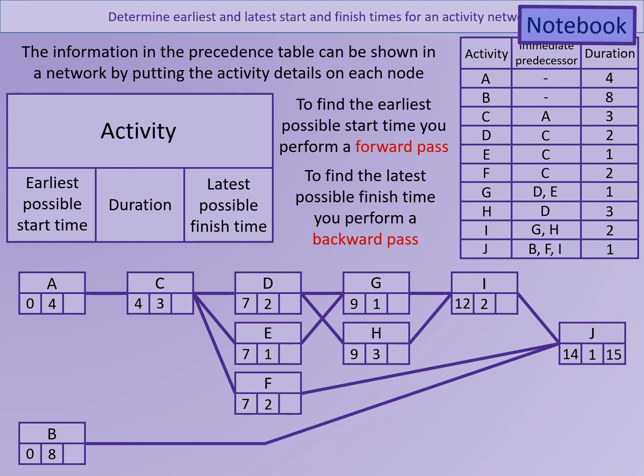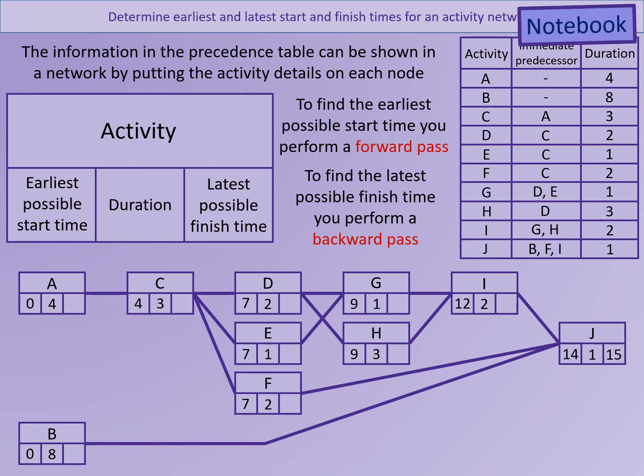Sometimes you will see an activity called end, which shows the end of the full project. End would have a duration of 0, which means that you would give it the same early time as late time. In this case, we haven't got an end activity, we're just using J. So we're doing 14 add 1 is 15.